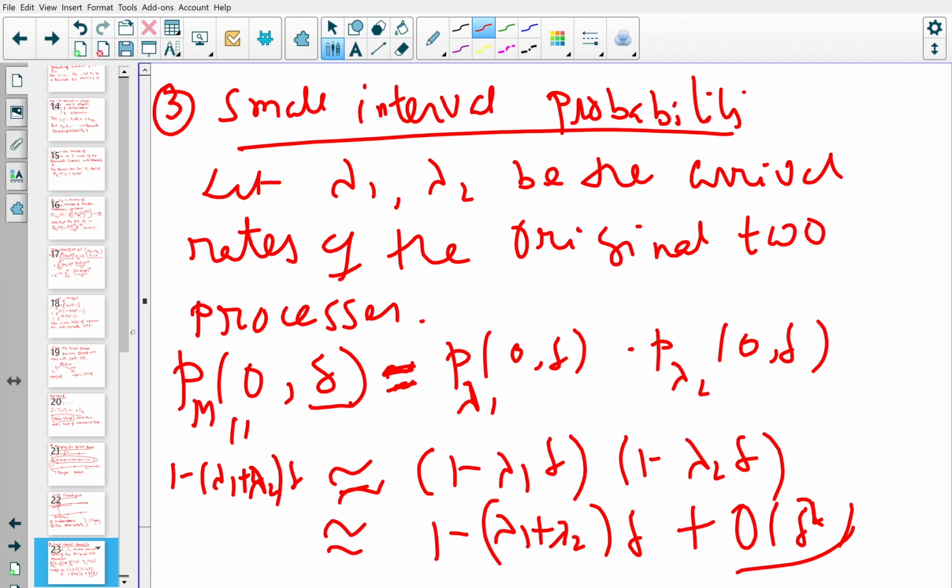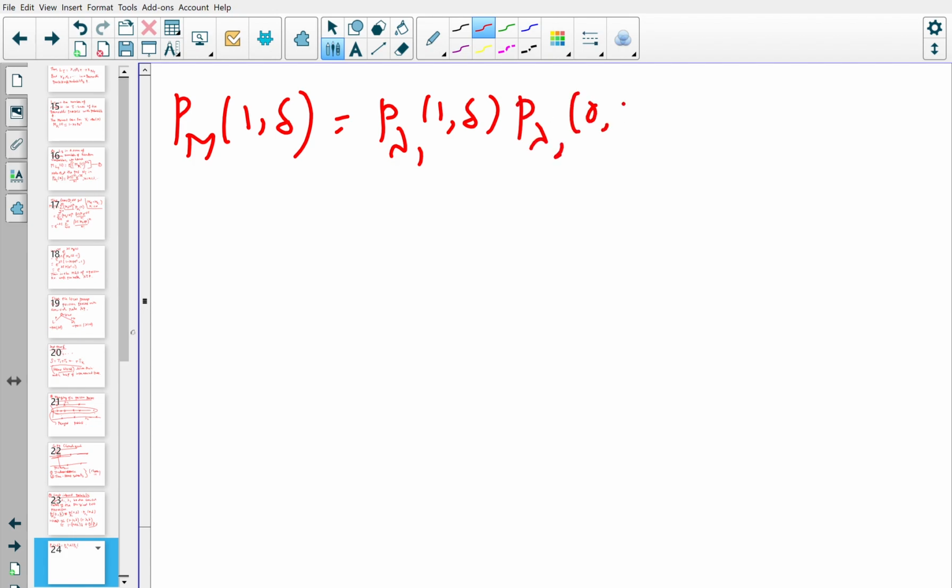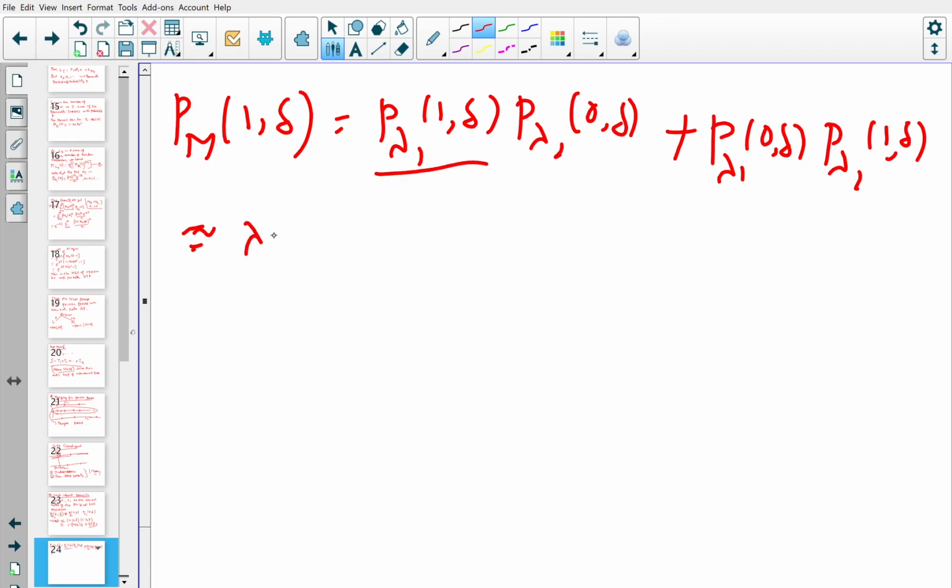Now see, this satisfies the third property of small interval times, and also the other probability is to find out the probability of the merged process having one arrival. So one arrival means what? One arrival means either in the first process there is one arrival and in the second process there is zero arrival, or in the first process there is zero arrival and in the second process there is one arrival, right? But again, this is approximately, one arrival is what? The first process, this is lambda 1 delta into zero arrival 1 minus lambda 2 delta, plus here lambda 2 delta into 1 minus lambda 1 delta.